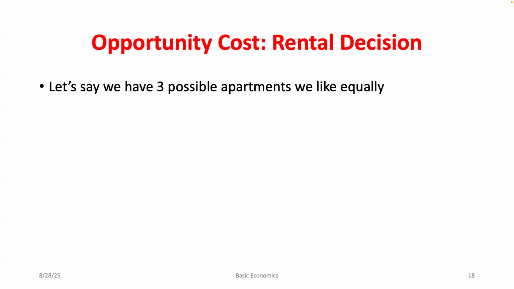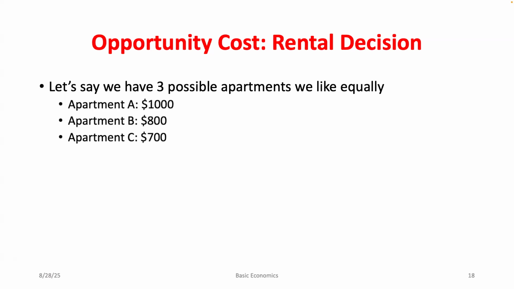So if you're thinking about making a decision, you look at 3 different possible apartments, and let's say, these numbers probably don't make any sense in terms of Bloomington, but just nice, easy numbers that we can compare. Let's say you have 3 rental options, right? So apartment A, B, and C, right?